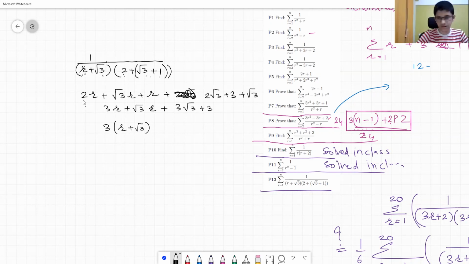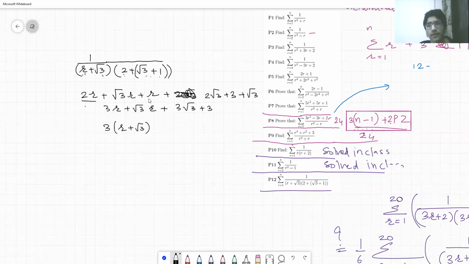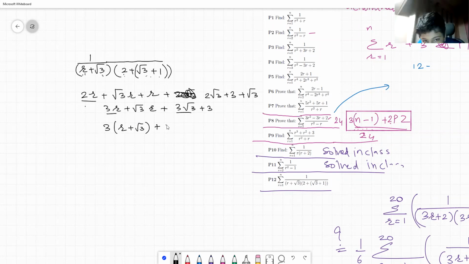2r plus root 3 plus r. Okay, you added. Yes, sir. That is correct. Plus 3r. So we can take 3r common. Wait. Now, have you solved it or not?